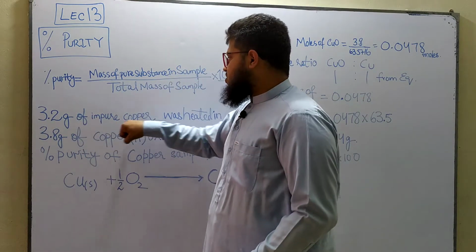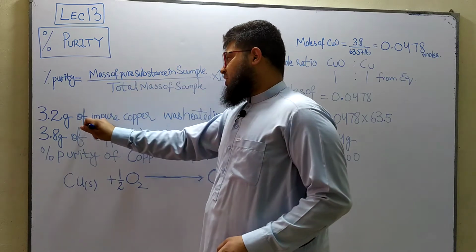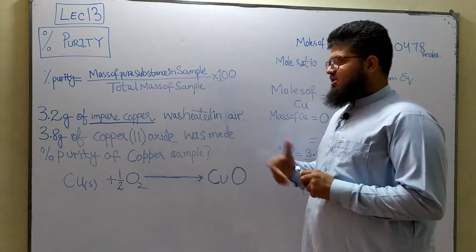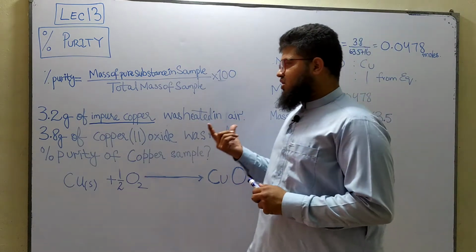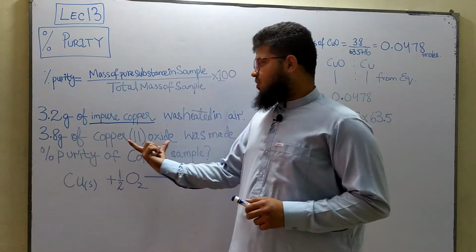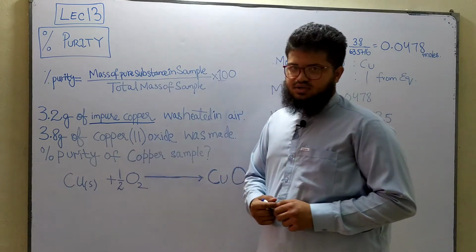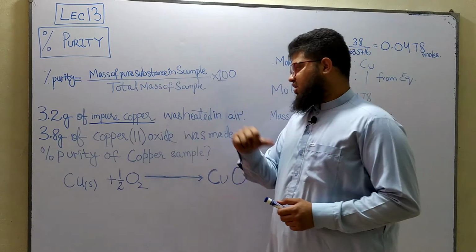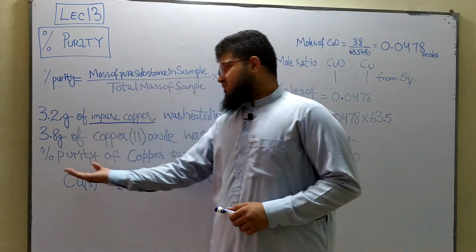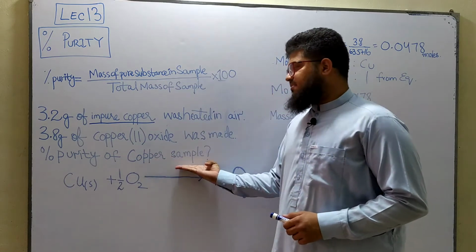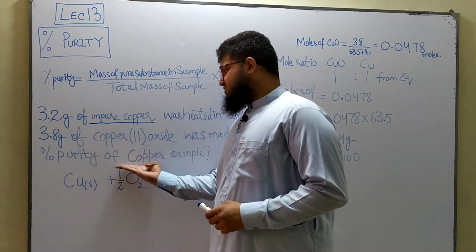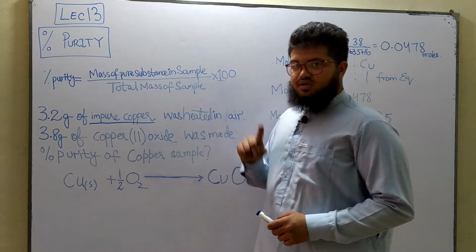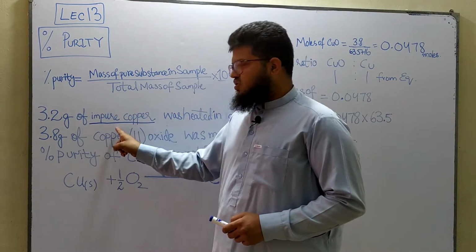3.2 grams of impure copper, okay, this is our sample, was heated in air, and as soon as it was heated in air we got 3.8 grams of copper 2 oxide as a product. So this means the copper must have reacted with the oxygen present in the air to form this product. Now what is the percentage purity of the copper sample? Now guys, they've asked us the percentage purity of copper, not the copper oxide. Okay, the percentage purity of the copper which was present in this impure copper.